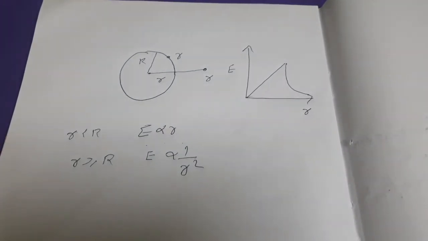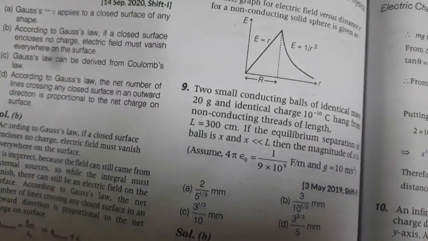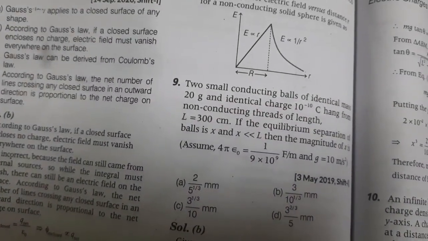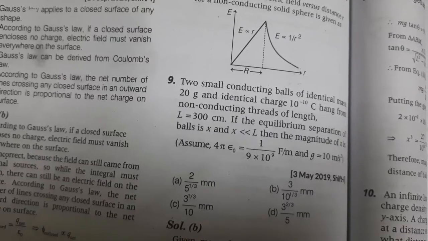Very, very important. I think many times they have repeated this question. Then come to our next question. It is also very easy. The question is, two small conducting balls of identical mass, how much?